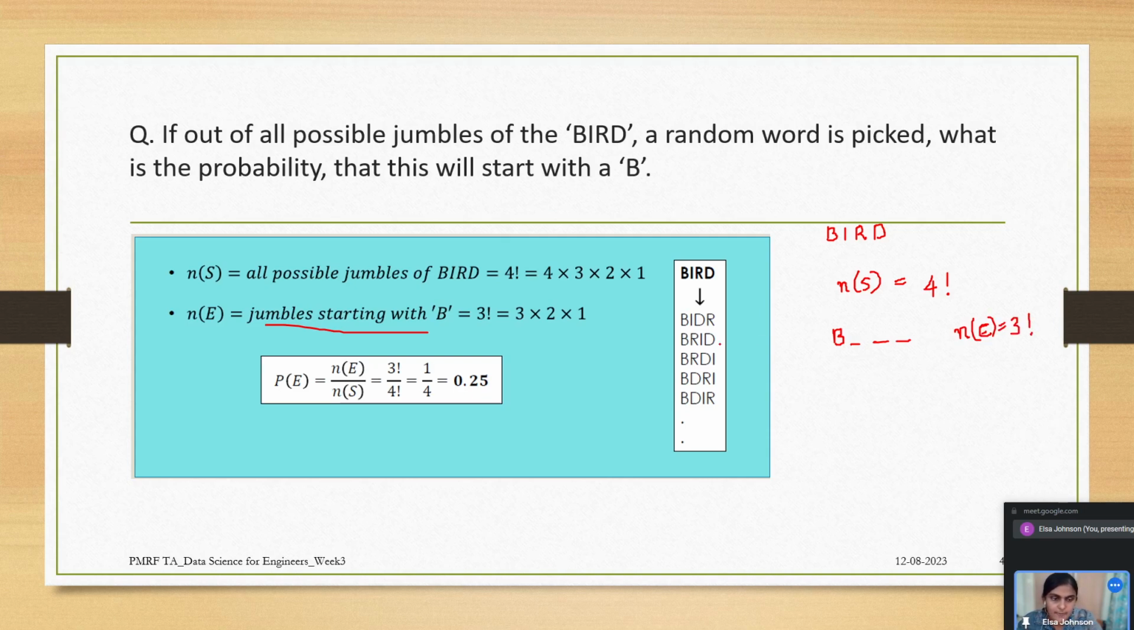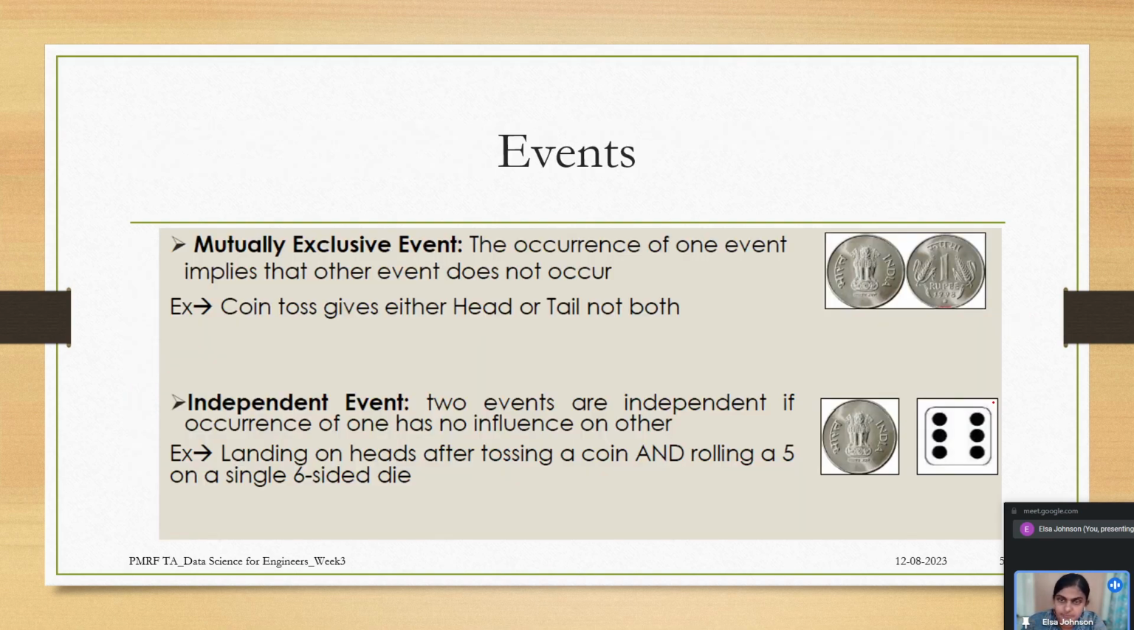So the probability of E can be given as n(E) by n(S), which is equal to 3 factorial by 4 factorial. How can you calculate the factorial? It will be 3 into 2 by 4 into 3 into 2. So it will be 1 by 4, that means 0.25.